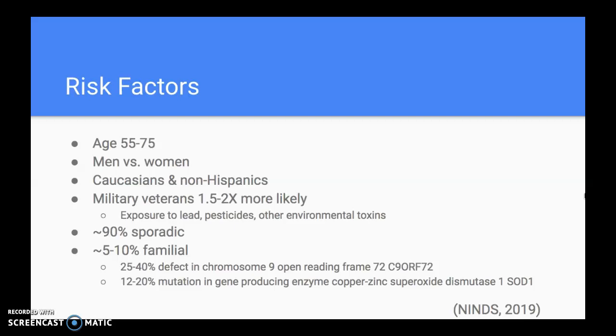Again, the two cases of ALS, either sporadic or familial: sporadic cases are about 90%, and there are 5 to 10% that are recognized as being familial, with 25 to 40% having a defect in chromosome 9 open reading frame 72, and 12 to 20% having a mutation in a gene producing the enzyme copper zinc superoxide dismutase 1.